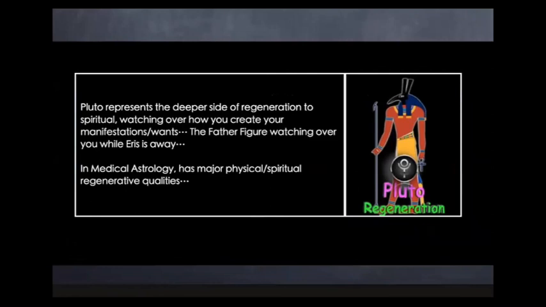Pluto represents the deeper side of regeneration to spiritual, watching over how you create your manifestations, wants, the father figure watching over you while Iris is away. In medical astrology, has major physical, spiritual, regenerative qualities. Thanks, brother. Appreciate that.